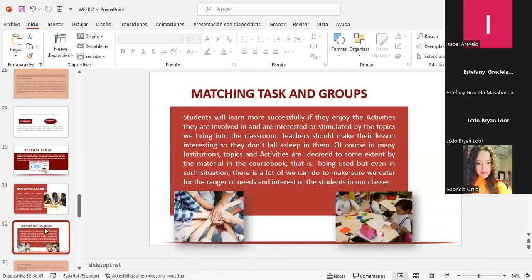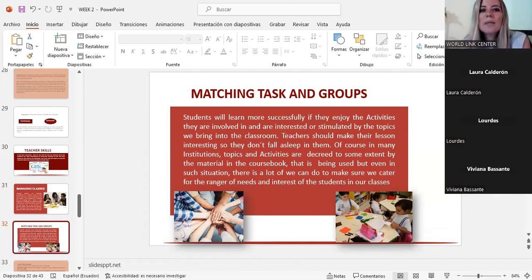Matching tasks and groups. That's what I told you. Students will learn more successfully if they enjoy the activities they are involved in and are interested or stimulated by the topic we bring into the classroom. Teachers should make their lessons interesting so they don't fall asleep in them. Of course, in many institutions, topics and activities are limited to some extent by the material in the coursework that is being used, but even in such a situation, there is a lot we can do to make sure we cater for the range of needs and interests of the students in our classes.